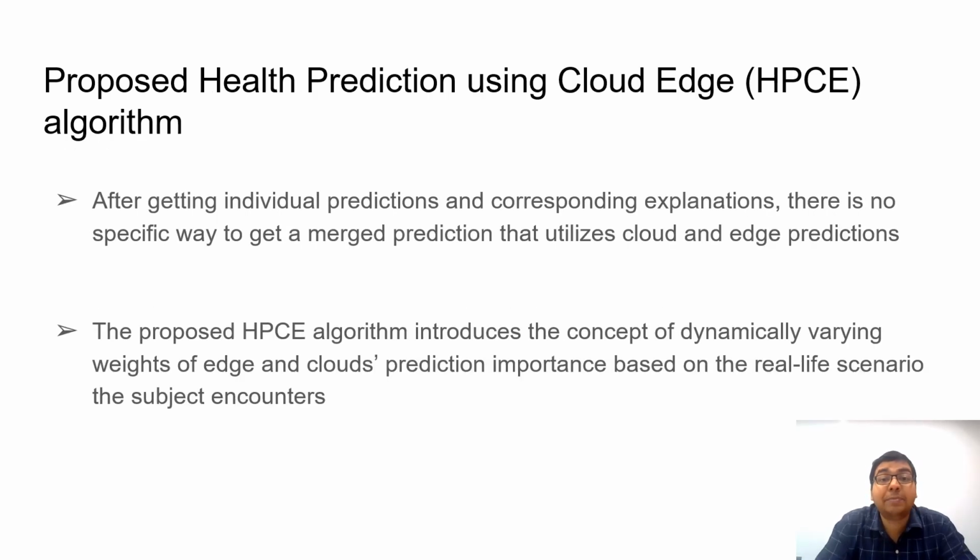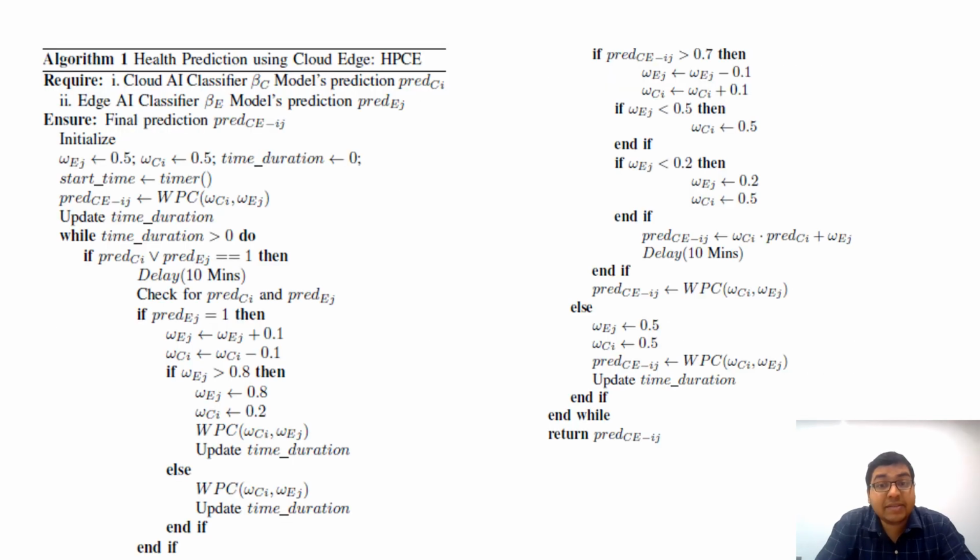Next, we will discuss the proposed health prediction using cloud edge, that is the HPC algorithm. After getting individual predictions and corresponding explanations, there is no specific way to get a merged prediction that utilizes both cloud and edge predictions. This is where the HPC algorithm comes into the picture. Here, the proposed HPC algorithm introduces the concept of dynamically varying weights of edge and cloud prediction, and the importance is based on the real-life scenario the subject encounters. This is the algorithm. In this algorithm, you can see that based on different scenarios and different conditions, the weight that we are giving to cloud and edge prediction changes. And that logic we have developed here is based on different literature that we have studied.